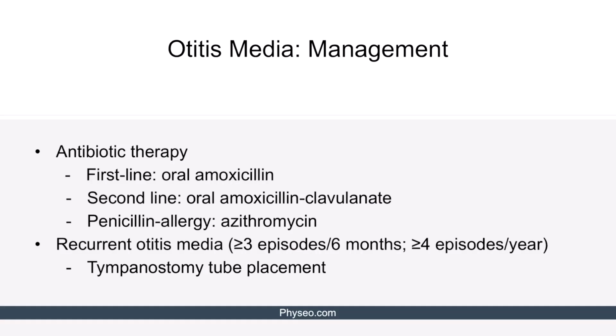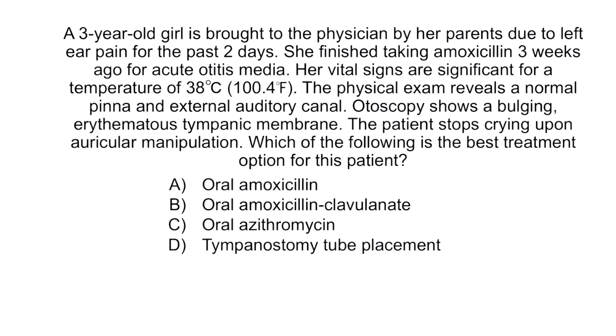Here's a slide reminding us of the management of acute otitis media. Let's discuss why other options are incorrect. Option A is incorrect because oral amoxicillin is the first-line medication for acute otitis media and is given during the first episode. In contrast, this patient has a second episode of otitis media. Option C is incorrect because azithromycin is used to treat acute otitis media in penicillin allergic patients. This patient has no history of penicillin allergy. Finally, option D is incorrect because tympanostomy tube placement is considered if the patient has had at least 3 episodes of otitis media in 6 months or at least 4 episodes in a year. And that concludes our lecture on otitis externa and otitis media.